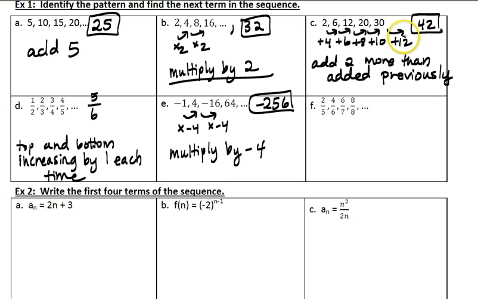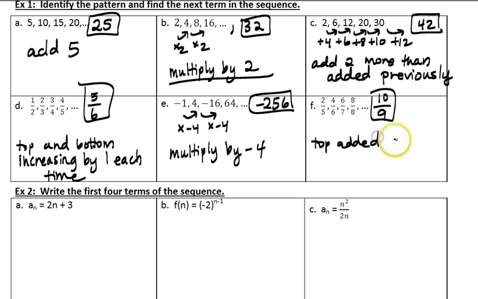And finally, F. This one's a little trickier, but look at this. The top number is being added by 2 each time, and the bottom number is being added by 1 each time. So the next term, plus 2 on top, plus 1 on bottom, would be 10/9. Again, I'll describe it: top added by 2, bottom added by 1. And again, sequences today, any old sequence. Anything could happen, because today we're just introducing things to you in general.